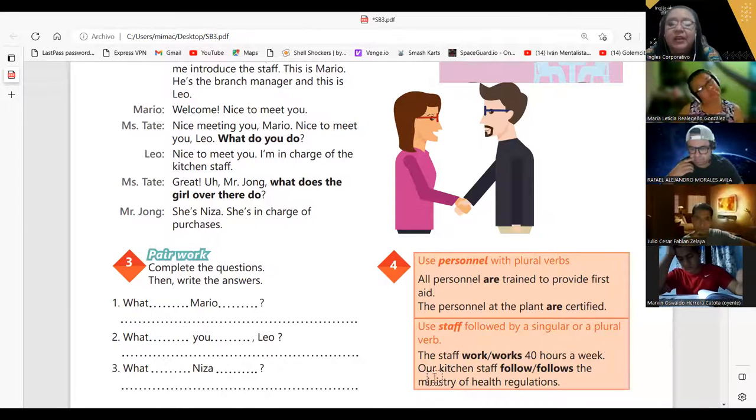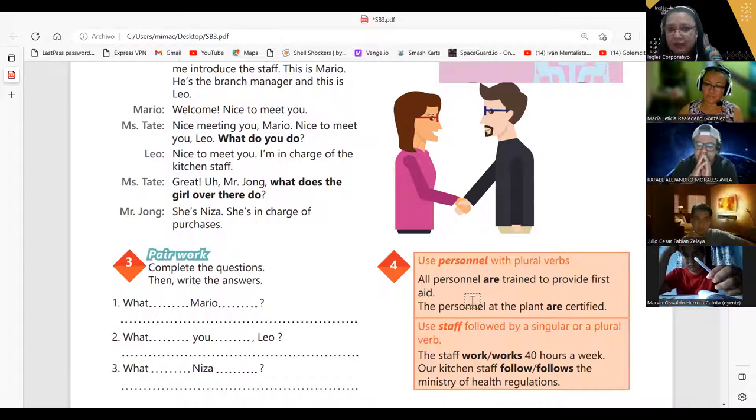In this case, we have the staff work 40 hours a week, or the staff works 40 hours a week. Our kitchen staff follow the Ministry of Health regulations, or our kitchen staff follows the Ministry of Health regulations. But here you cannot say all personnel is trained. No, we use only are with the word personnel. Is that clear? But with the staff, you can use it in singular and plural, okay?